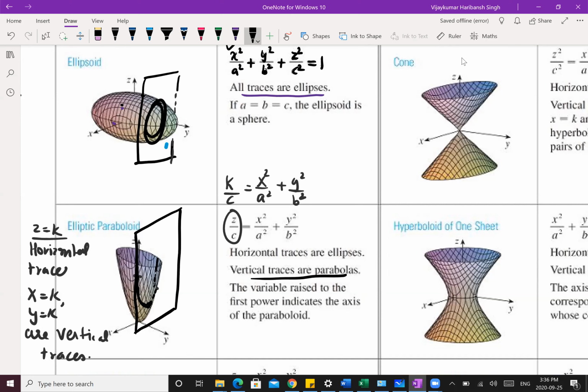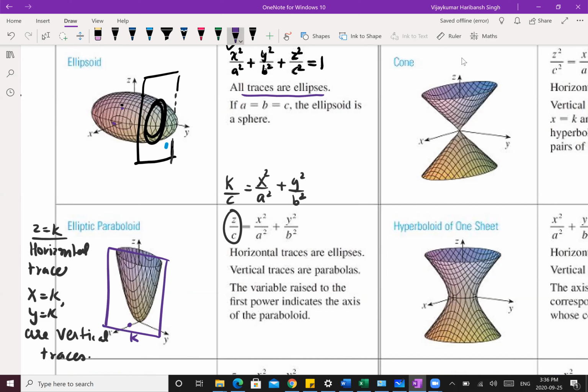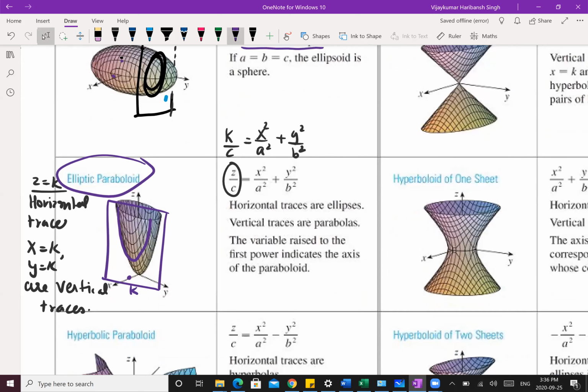Similarly, if you cut it in the other plane as well, x equals k. So let's try to cut it in x equals k. So here's the value k. And then when you cut it like this, we again get a parabola. So such a thing is called an elliptical paraboloid. So we have z by c equals x squared by a squared plus y squared by b squared. We get a paraboloid. Now that can be seen also from the equation. It's not just cutting it. You can see that from the equation.